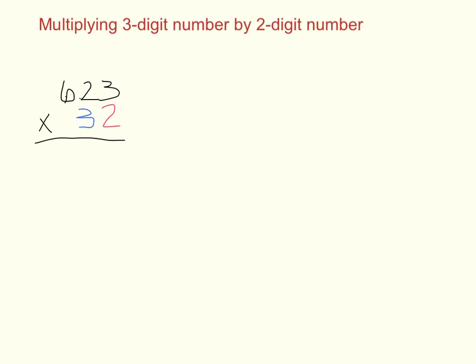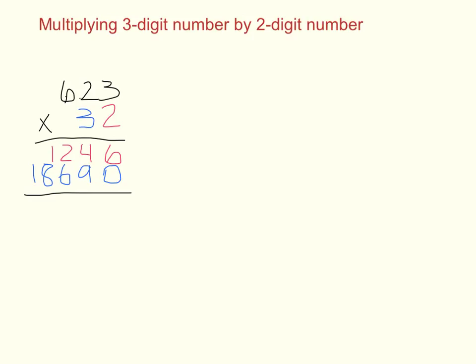To multiply a 3-digit number by a 2-digit number, we again start by multiplying the 623 by the 2 ones. So 3 times 2 is 6, 2 times 2 is 4, and 6 times 2 is 12. Then we multiply everything by the 3 tens. Since there are no ones, this is the important part: skip that column, put a 0 there. 3 times 3 is 9, 2 times 3 is 6, and 6 times 3 is 18.